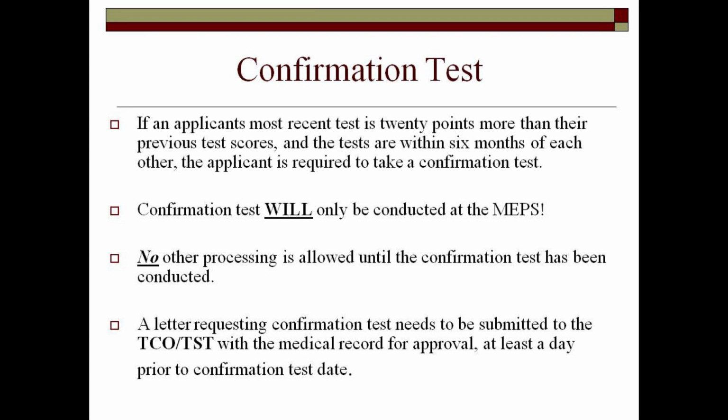Confirmation testing. If an applicant's most recent test is 20 points more than their previous test scores, and the test scores are within 6 months of each other, the applicant is required to take a confirmation test. All confirmation tests will be taken at the MEPS. No other processing is allowed until the confirmation test has been conducted. In order to take a confirmation test, the service liaisons need to submit a memorandum to the test control officer or the test score technician at least 24 hours in advance prior to the confirmation test date.